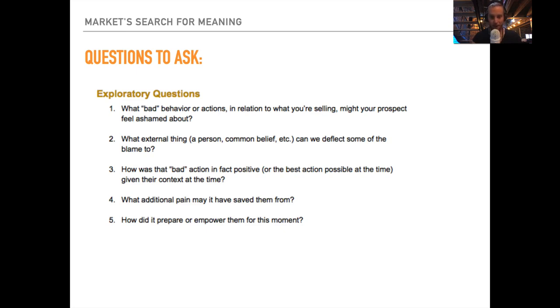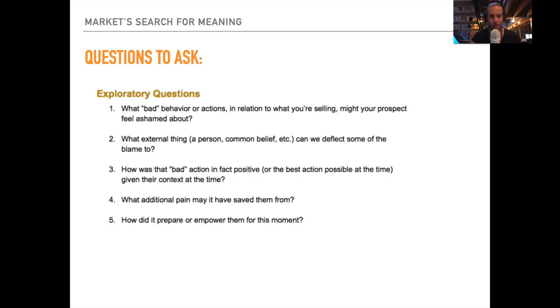What external thing, whether it's a person, a common belief, can we deflect some of that blame to? Maybe they were coerced or manipulated or pushed into that thing, or maybe it was just a sacred cow in the industry and everyone was doing it and they felt that they had to, even if it wasn't really something that was right for them. Just where can we deflect some of that blame? Remember, it's not enough to just say it wasn't your fault. We want to offer an emotionally compelling and a rationally satisfying reason why it wasn't their fault. So this is where we can do that.